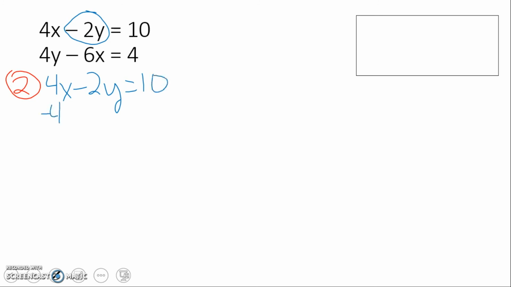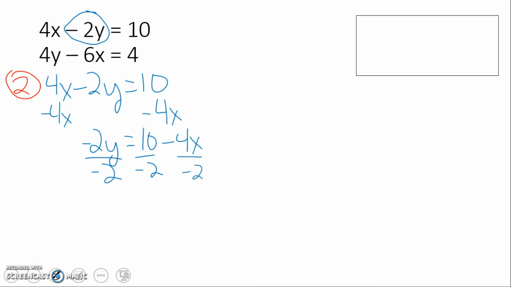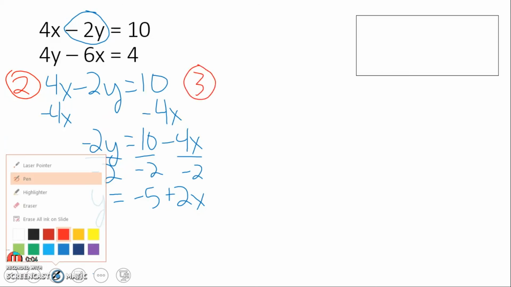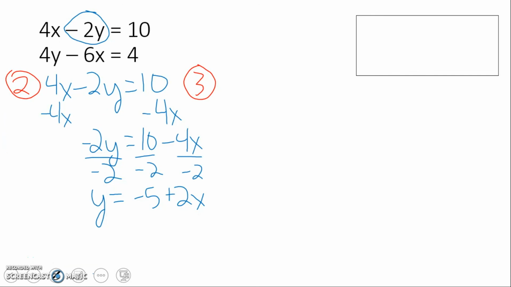So we are solving this equation for the y. Negative 2y equals 10 minus 4x. And then you get y equals negative 5 plus 2x. The next step is to substitute that expression into the other equation. So we'll get 4 times negative 5 plus 2x minus 6x equals 4.